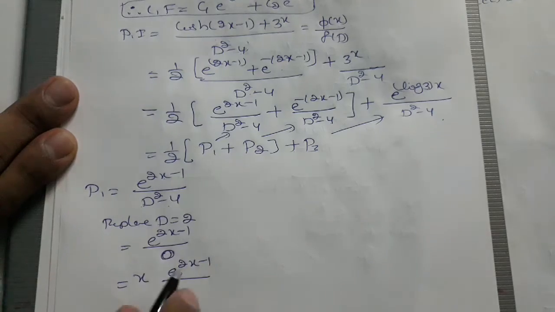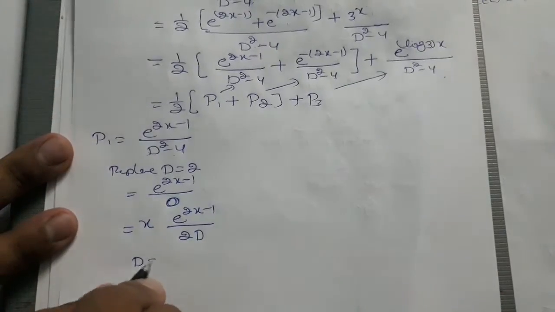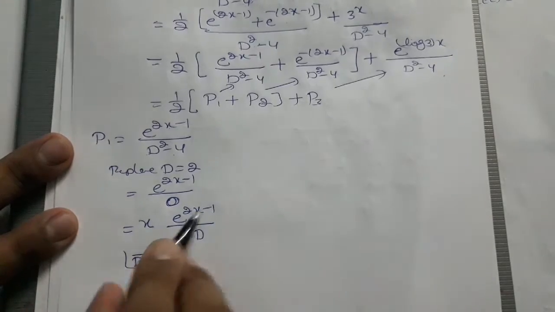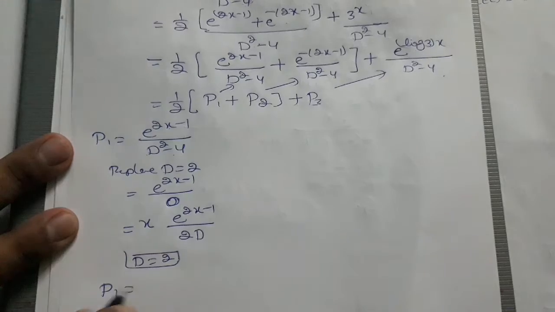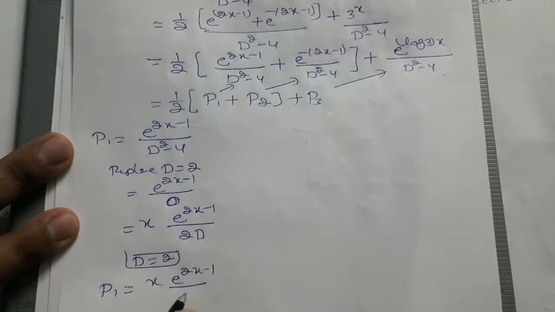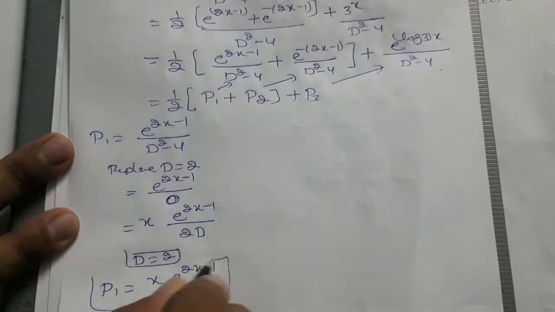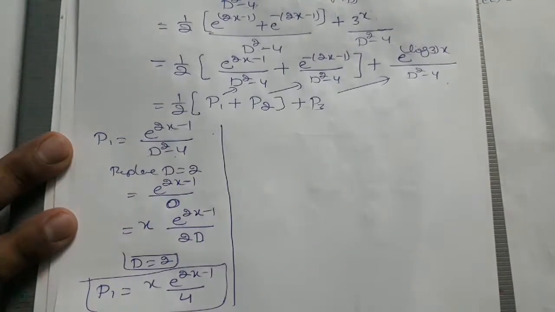D square differentiation is 2D. Again same thing, replace D by 2 in this, because the coefficient of x is 2. So what do you get as the answer? p1 equal to x into e to the power of 2x minus 1 by 2 into 2, which is 4. This one is p1.